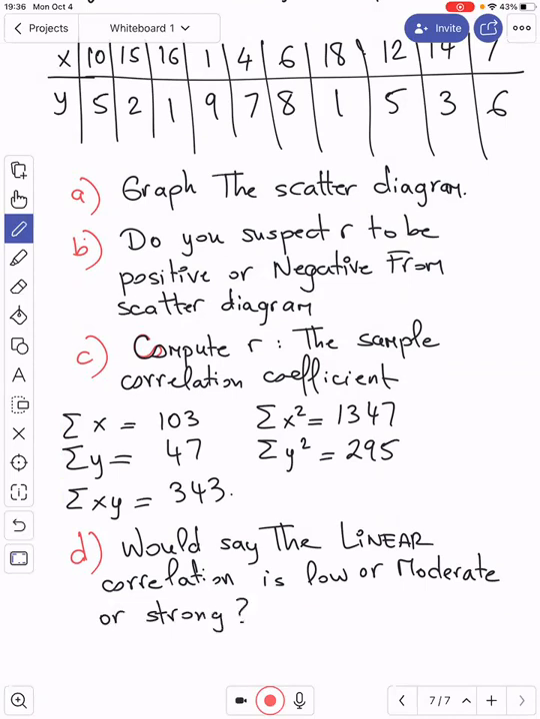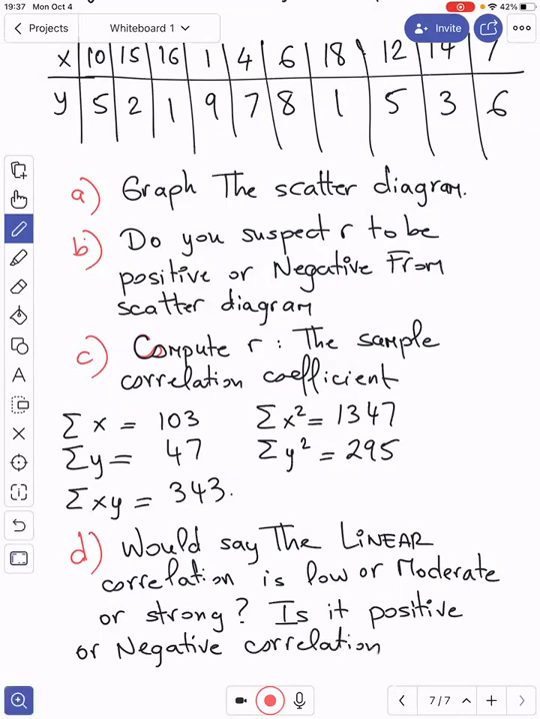Okay. And is it a positive or negative correlation, right? Is it positive? So D, yeah. So is it positive or negative correlation?